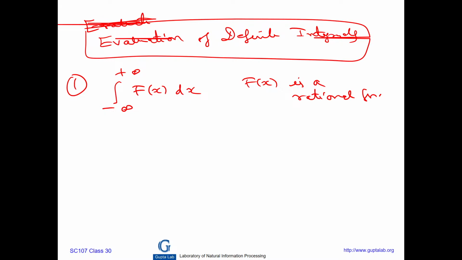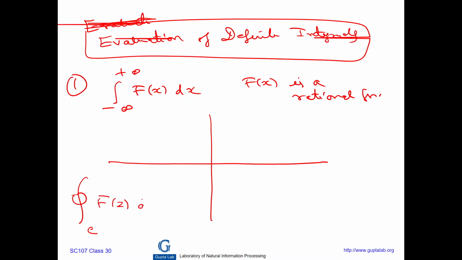So let us see. f of x is a rational function, meaning a ratio of two functions, and I want to find minus infinity to plus infinity f of x dx. So if I have to find this, I consider this kind of contour here. First I will consider integration along C f of z dz along a contour which is something like this, from minus r to plus r.